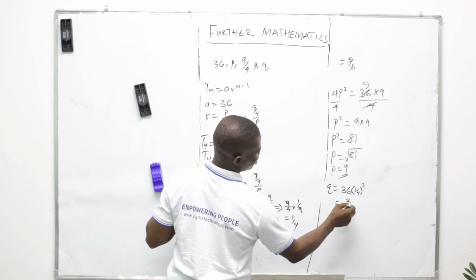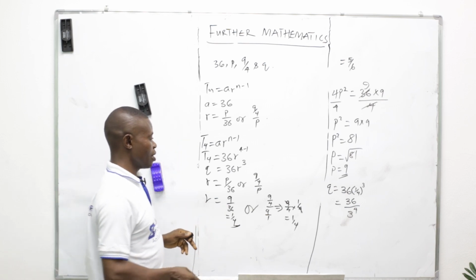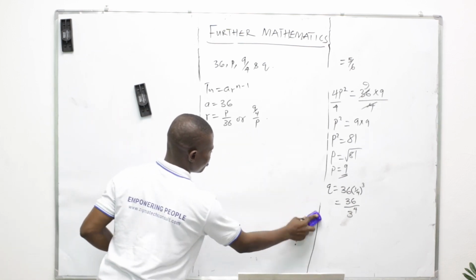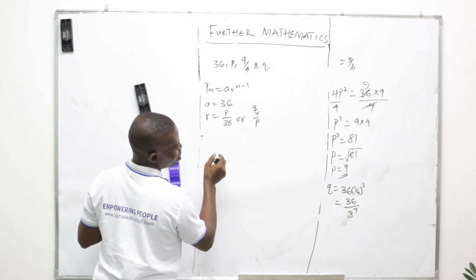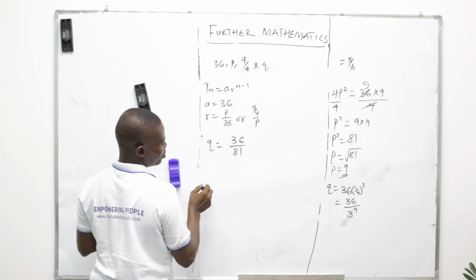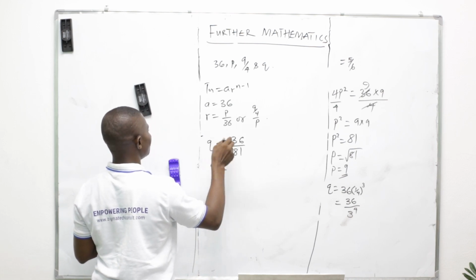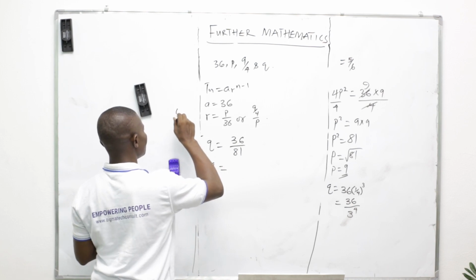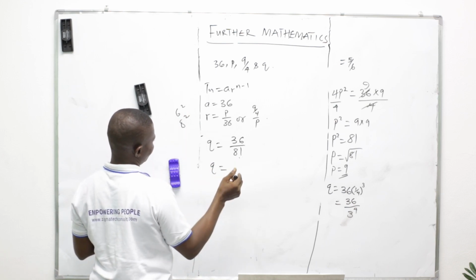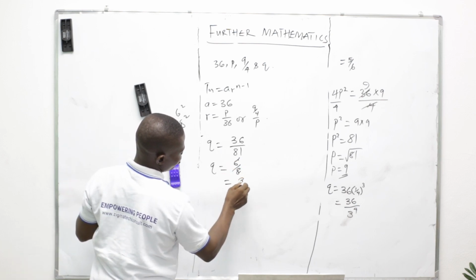This will give us 36 over 4 cubed, which is 64... Now, simplifying Q: 36 all over 81 means 6 squared over 8 squared, which is 6 over 8. Canceling, this is 3 over 4.